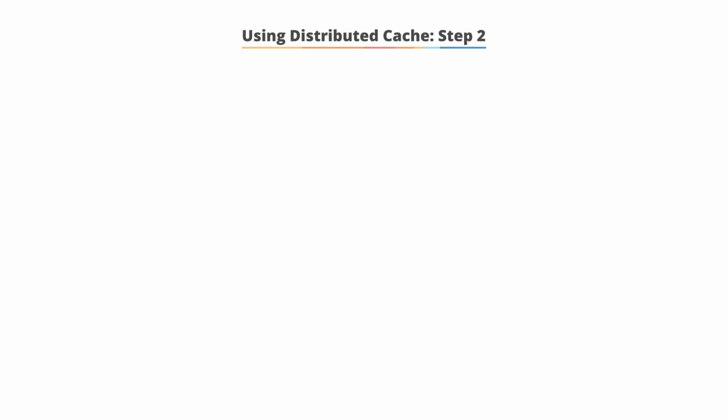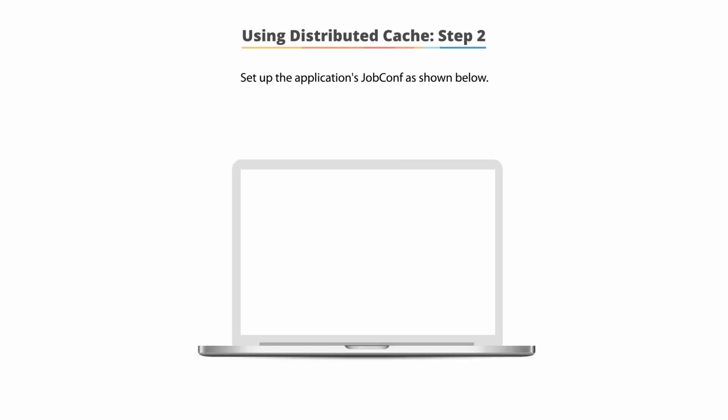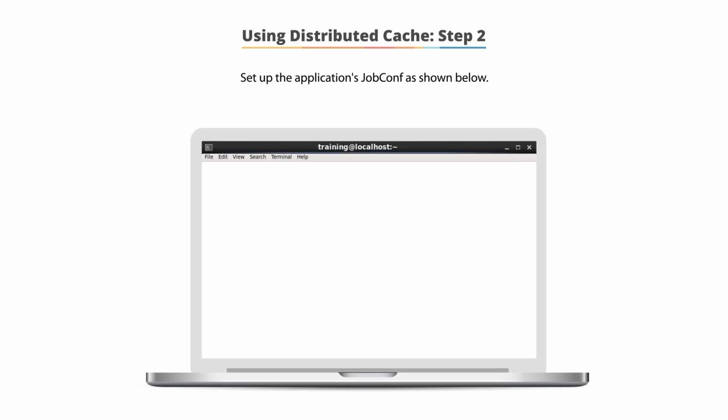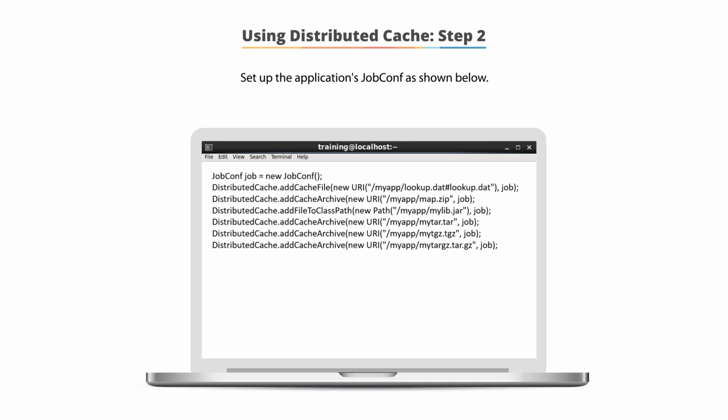Using distributed cache. Step 2. Set up the application's JobConf as shown in the example. In this case, we're setting up a new instance of Job by creating a new instance of JobConf. We then will call a DistributedCache addCacheFile method and create a new URI specifying the location, in this case myapp/lookup.dat, with the file name of lookup.dat. In the same way, each of the different commands here shows you creating a cache entry for zip files, jar files, tar files, tgz, and gz files.